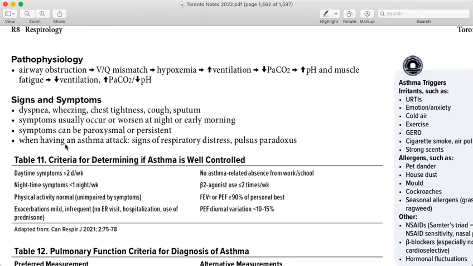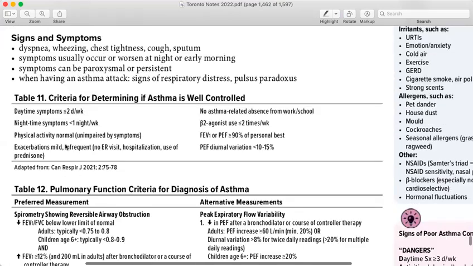Now, criteria for determining if the asthma is well controlled. So, what are those ones? If the daytime symptoms are less than 2, nighttime symptoms are less than 1, physical activity is normal, and exacerbation is mild, it means it's well controlled. And there is no work-related activity limitation. Beta agonist is not used more than 2 times. FEV1 is more than 90%. PEF diurnal variation is less than 10%.